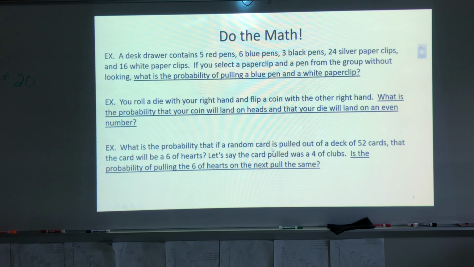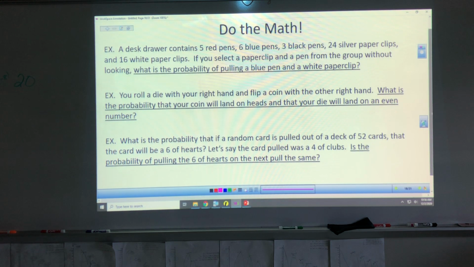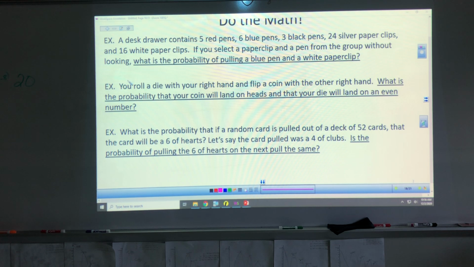All right, moving right along. Let's do the math here. It says, a desk drawer contains 5 red pens, 6 blue pens, 3 black pens, 24 silver paper clips, and 16 white paper clips. So we have 2 categories. We have pens and we have paper clips. It says, if you select a paper clip and a pen from the group without looking into the drawer, what's the probability of pulling a blue pen and a white paper clip?